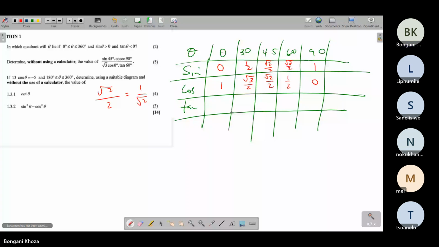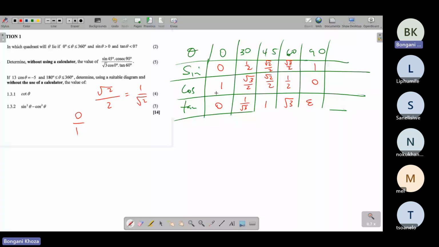Then for tan, you just take whatever is on top divided by this. So you're going to have 0 over 1, which has to be 0. Then 1 over square root 3, then 1, then square root 3. And this over that is undefined, so we write an E for undefined because we don't have such a value. We'll use these values to solve this.